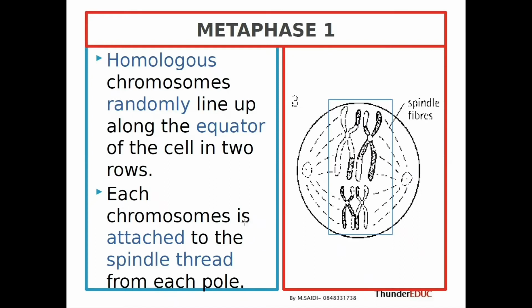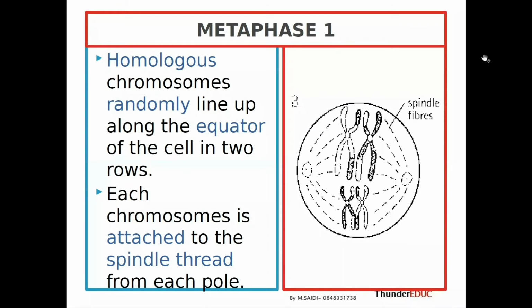Each chromosome is attached to a spindle thread from each pole. As you can see, the spindle fibers develop in prophase 1 and are attached to the chromosome. So it's attached to the what? To the pole. Okay, so this is what actually happens.